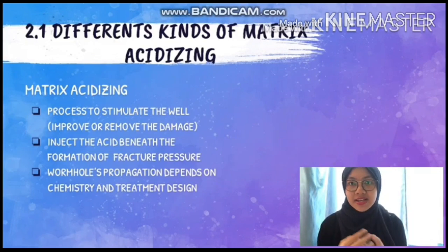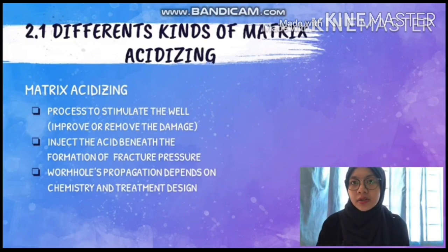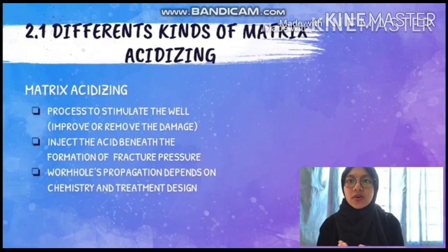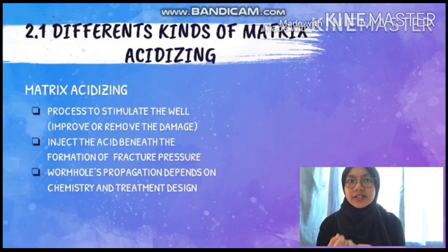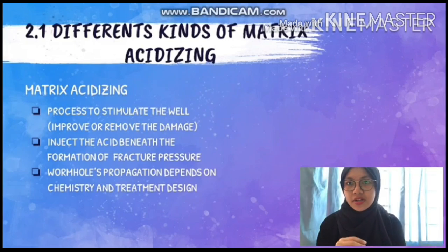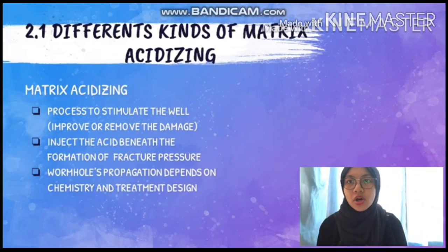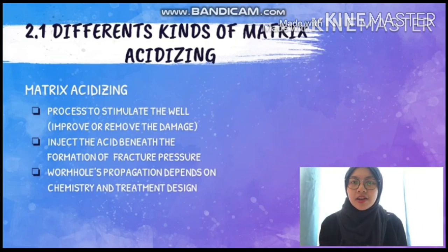In matrix acidizing that occurs in the carbonate reservoir, the propagation of wormholes depends on the chemistry and the treatment of the matrix acidizing, such as volume and injection of acid. Last but not least, in matrix acidizing, accurate acid placement is important in the carbonate reservoir, because when the permeability of the carbonate reservoir is high, the acid will flow smoothly.